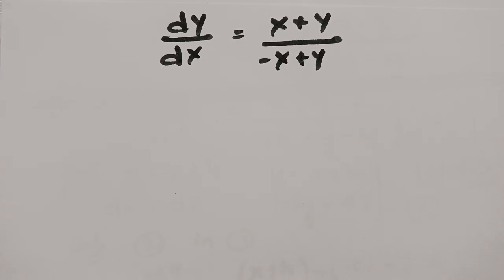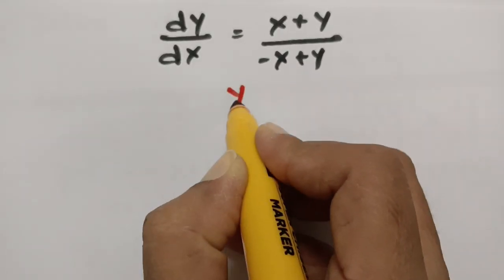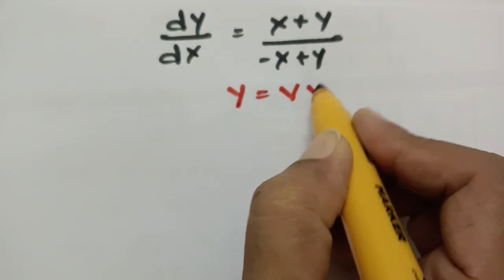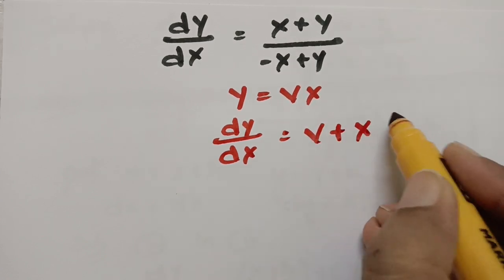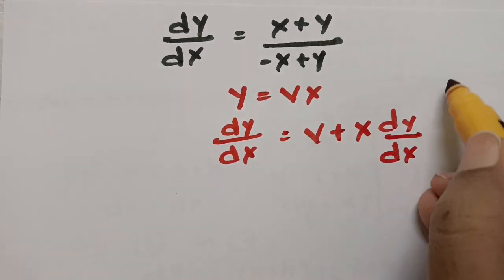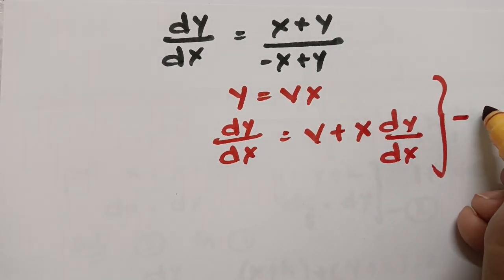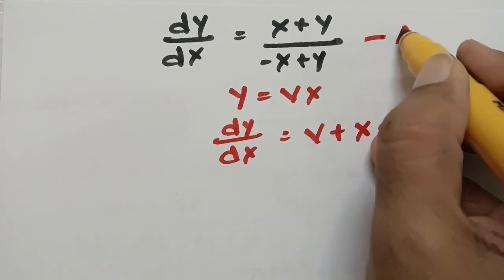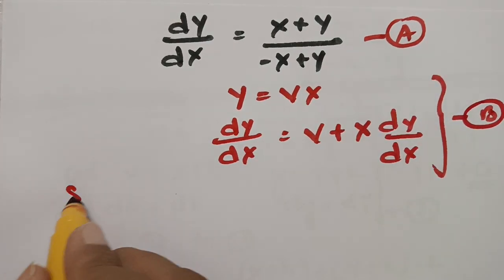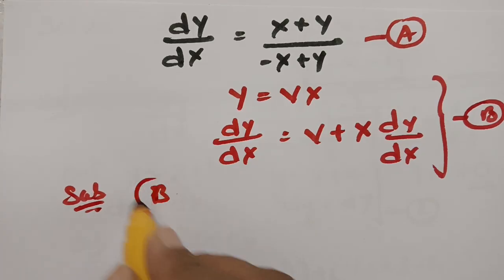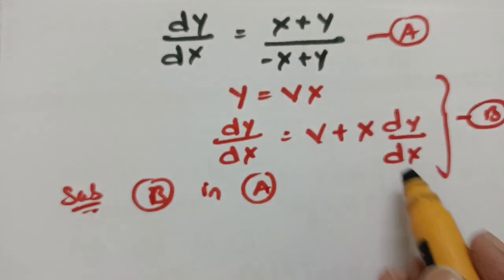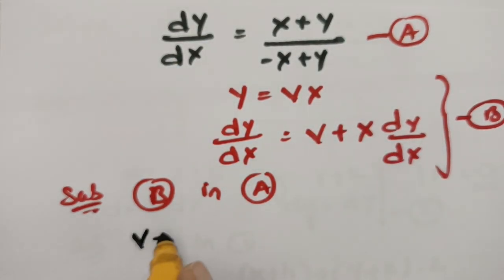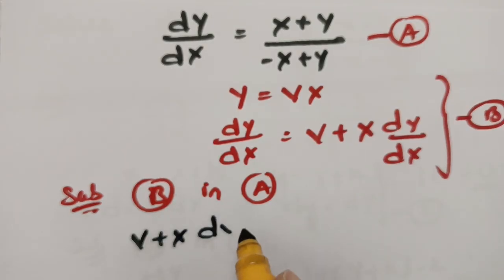Now we got a homogeneous differential equation, and therefore there is a substitution: put Y equal to vX, and now dY/dX will be v plus X into dv/dX. This is the substitution which you have to substitute here. This is capital A and this is capital B. Substitute the values of capital B in capital A. See now what happens here. In place of dY/dX I am writing v plus X dv/dX.